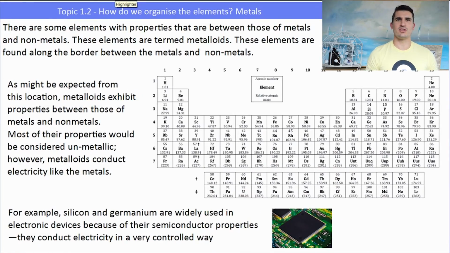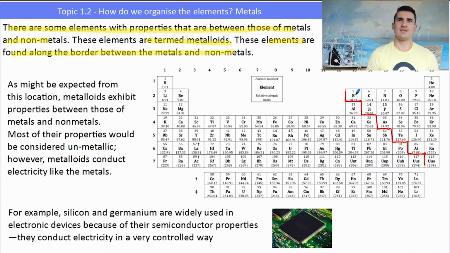The last bit that we need to know for the metals is metalloids. There are some elements that exhibit properties between that of the metals and non-metals, and these are found along the border between the metals and the non-metals. So remembering our staircase that starts at boron and snakes its way down the periodic table, that separates the metals from the non-metals. Along this border we have what is known as the metalloids.